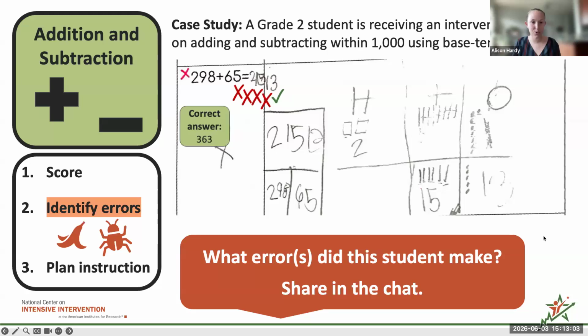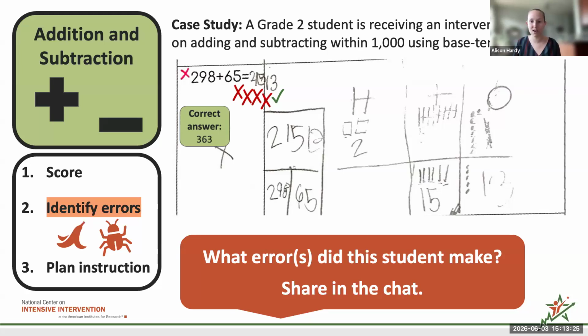Now let's look at this example here. We have another addition equation. What errors did this student make? And I'm seeing some different ways of describing regrouping. So bundling and renaming, struggling with place value, all of that is accurate.